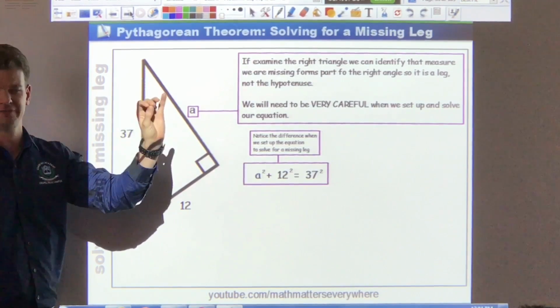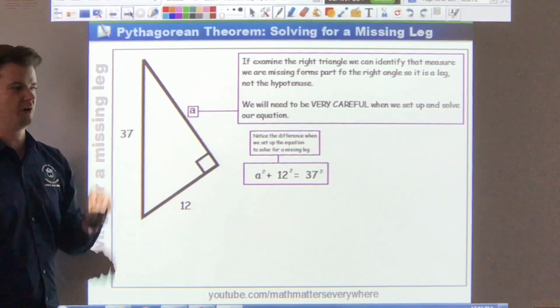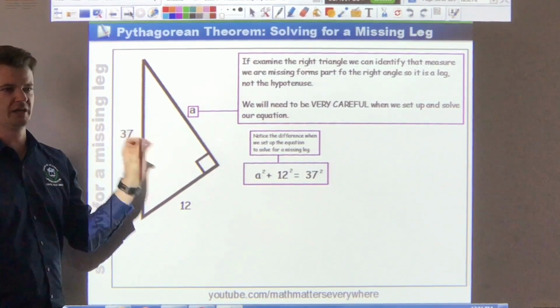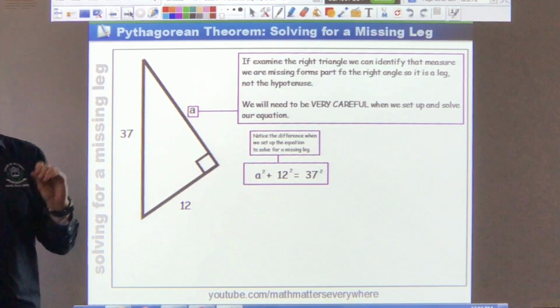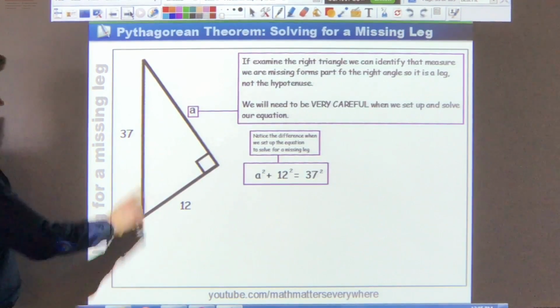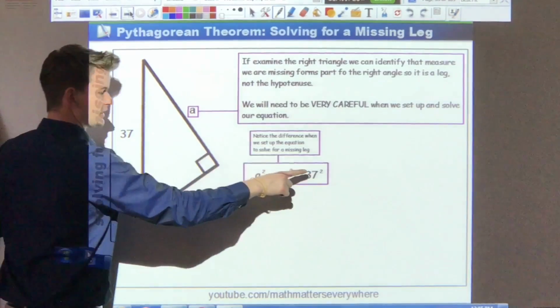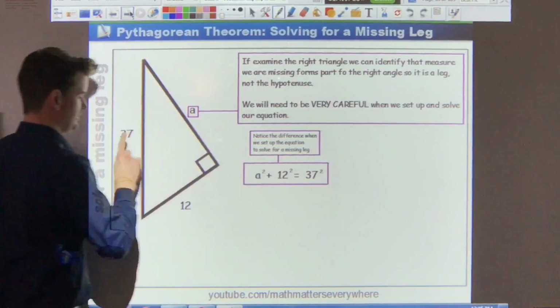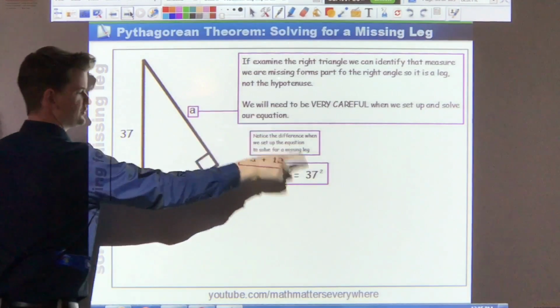Just about everybody can find the hypotenuse. A lot of people run into problems when we start trying to find the length of a leg. Not because it's hard, but because they set it up wrong. When we're trying to find the length of a leg, realize that we know the hypotenuse. So on the right side, it's not going to be the letter C anymore. It's going to be 37, the hypotenuse squared.